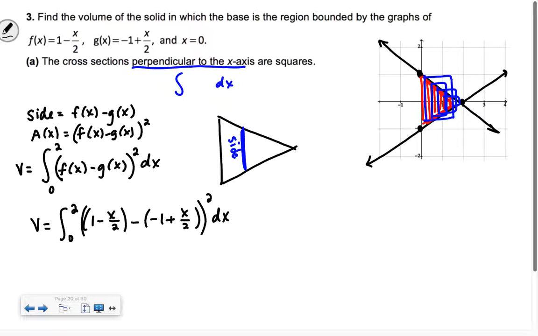Do you have it? Okay, Ian says he has it. What do you got? 8 over 3, did you guys get that? Alright, so that's our volume.